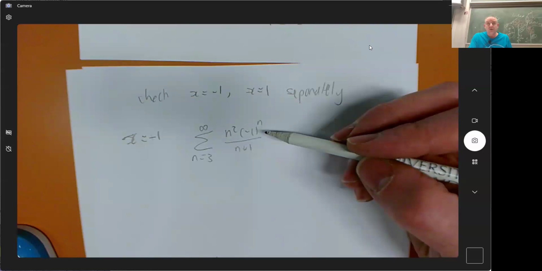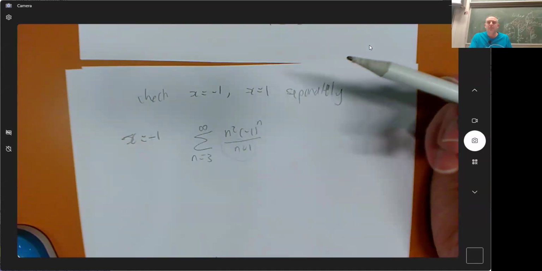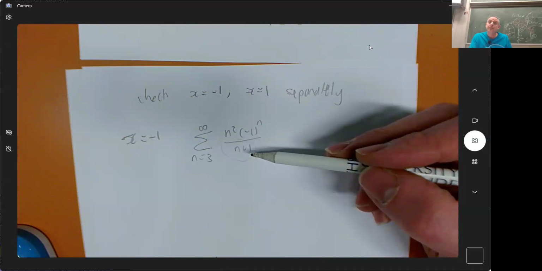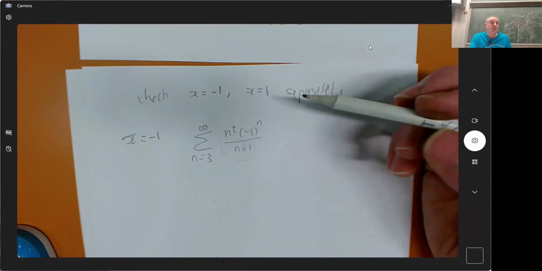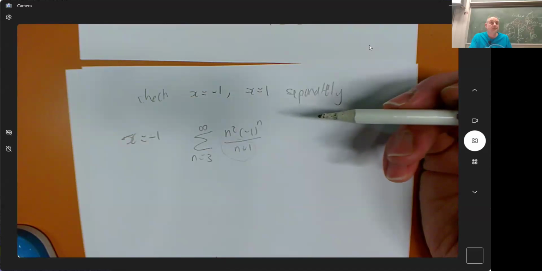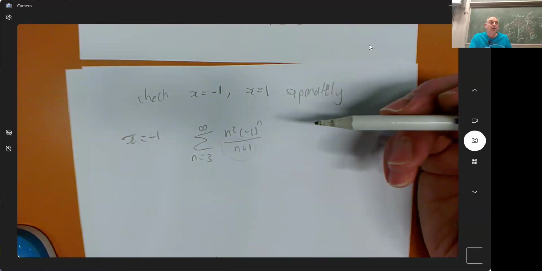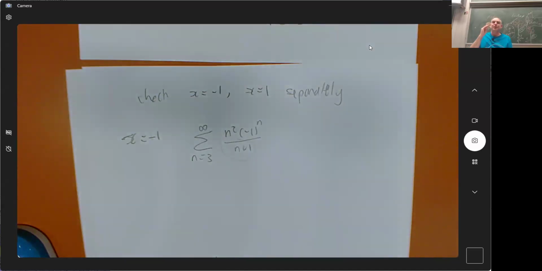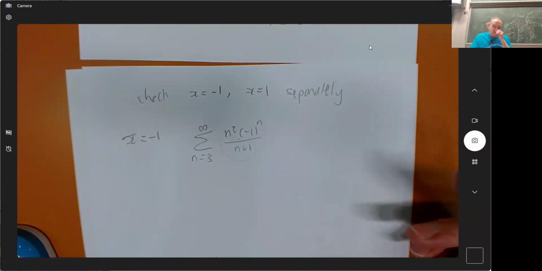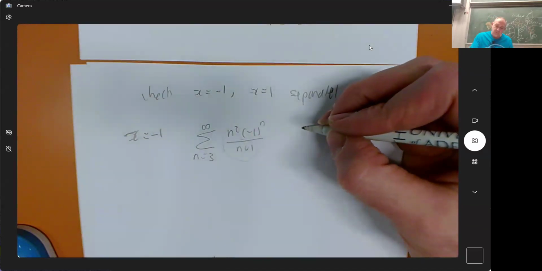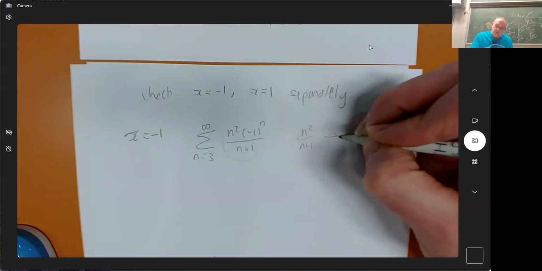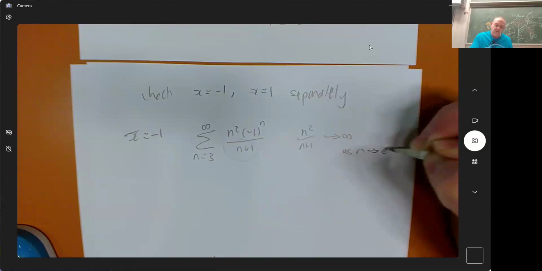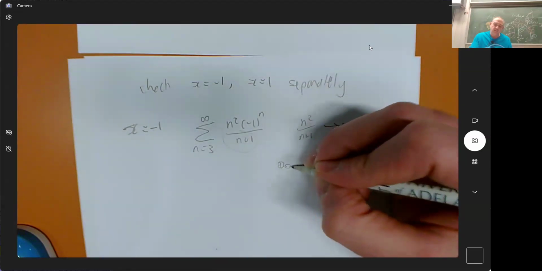And an alternating series will converge when the individual terms get smaller, but the individual terms are getting bigger. n squared on n plus 1 doesn't go to 0. There's like 16 on 5, and then when n is 100, it's like 10,000 on 101. That's a huge, huge number. That only increases. So n squared on n plus 1 goes to infinity as n goes to infinity, so it diverges, does not converge.